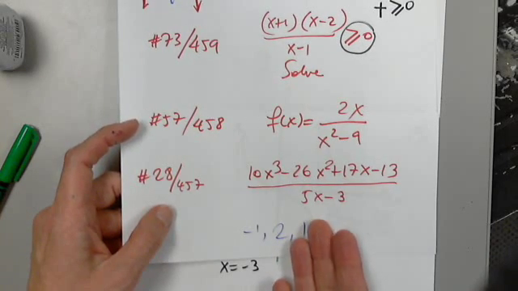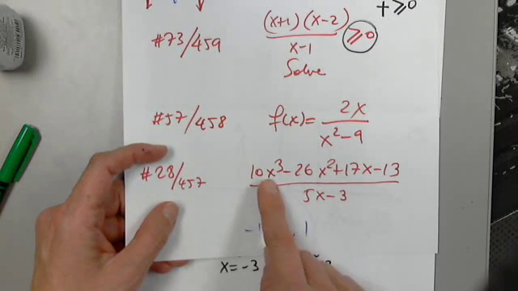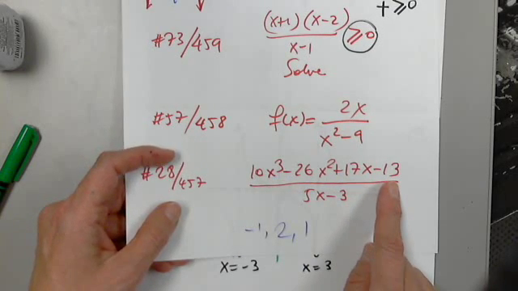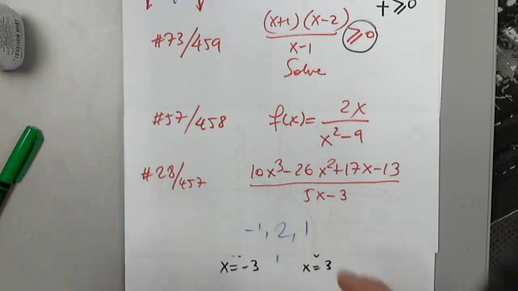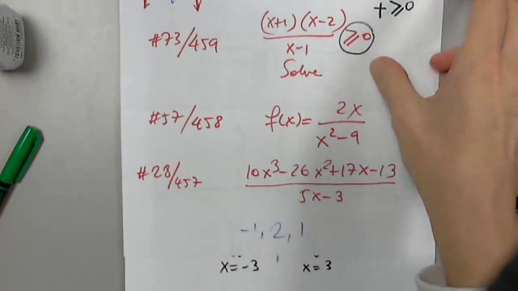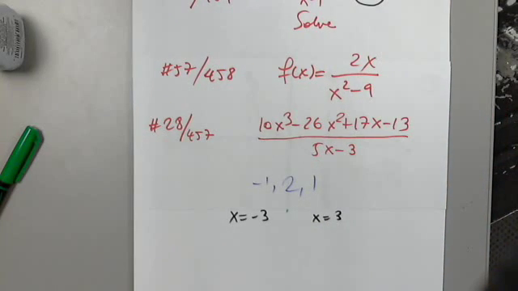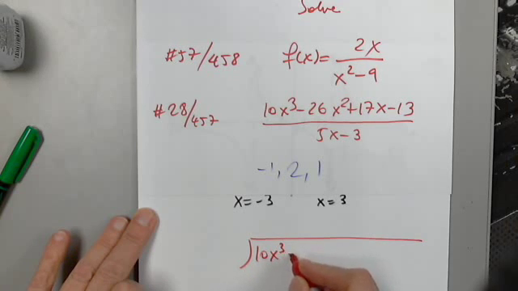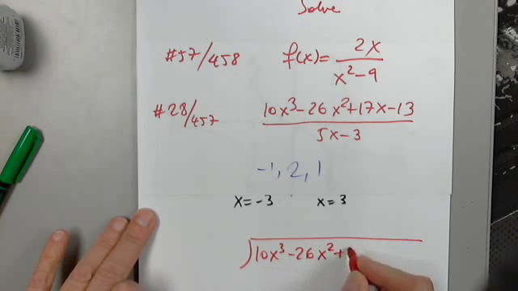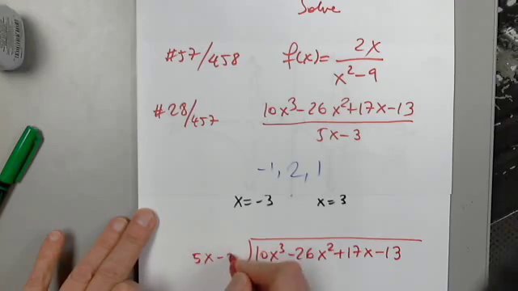Can I use long division? Yes. Is there a missing term from the top? Are they both in descending order? Yes. Good. If they're not in descending order, I have to rearrange them. If there is a missing term, I have to leave room. Good. So let's start the algorithm. And here it is. 10x cubed minus 26x squared plus 17x minus 13 over 5x minus 3.